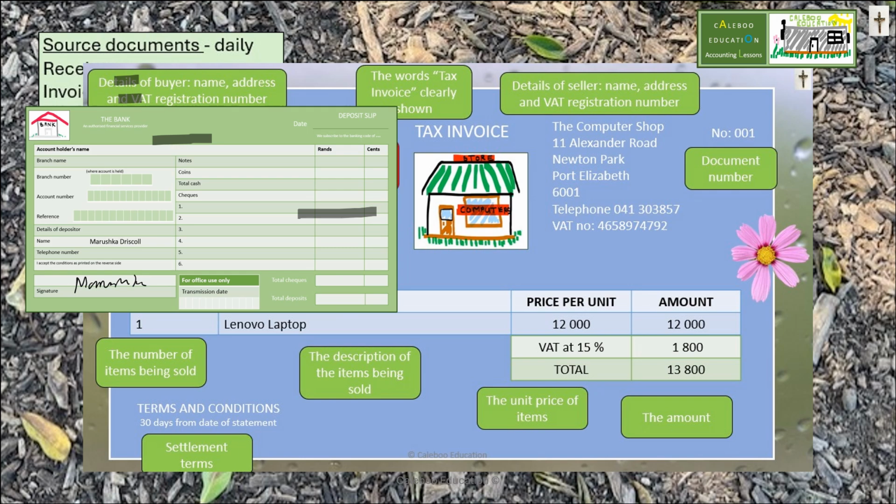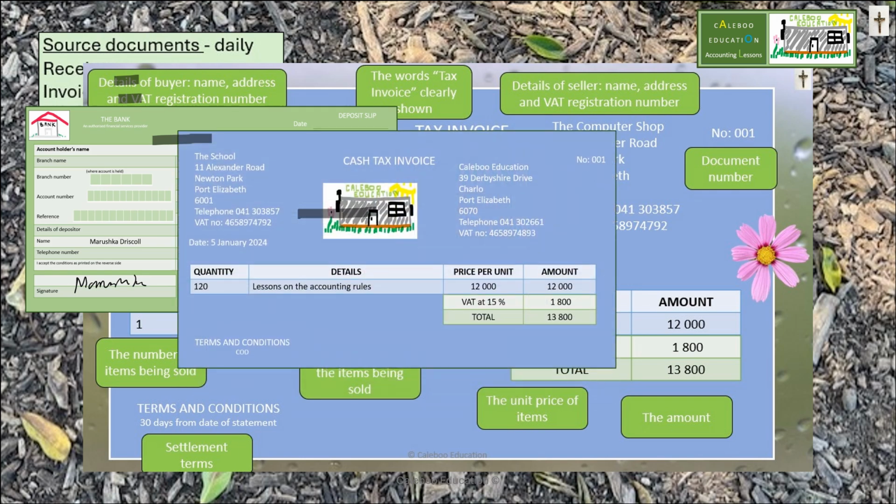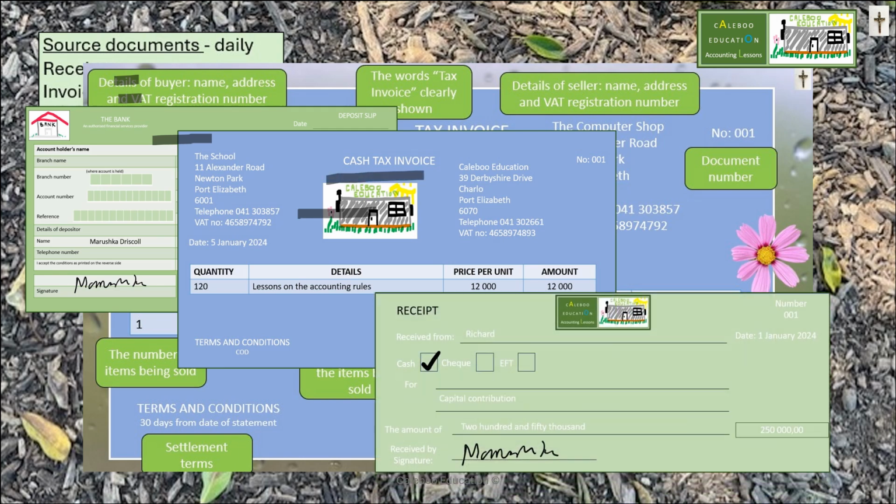There's an example of a deposit slip, and there's a cash tax invoice and a receipt, a proof of payment. So all these transactions that take place on a daily basis all get documented.